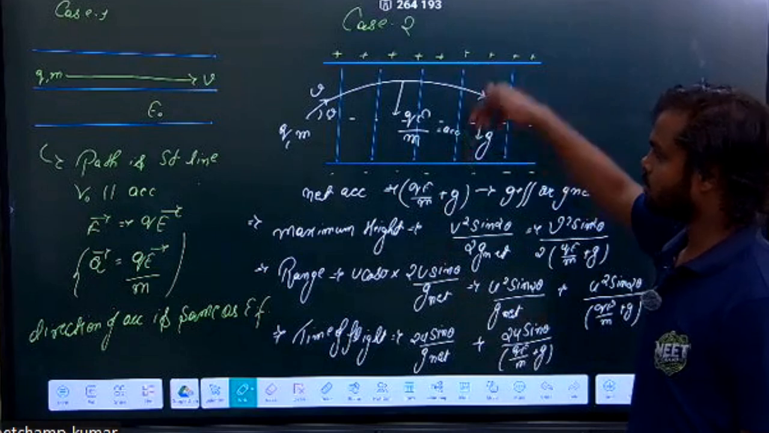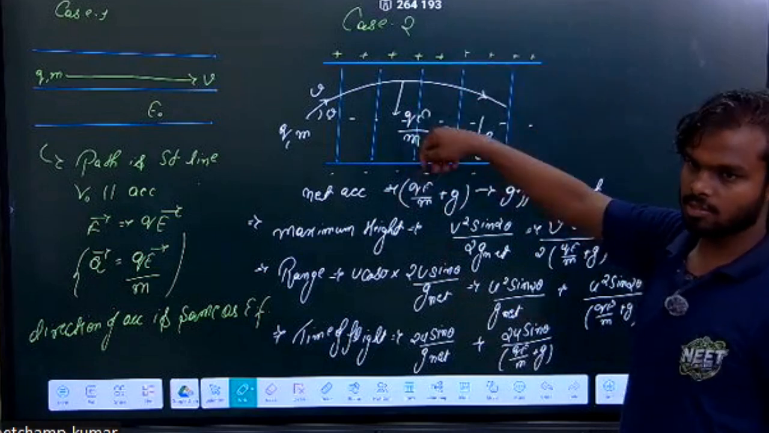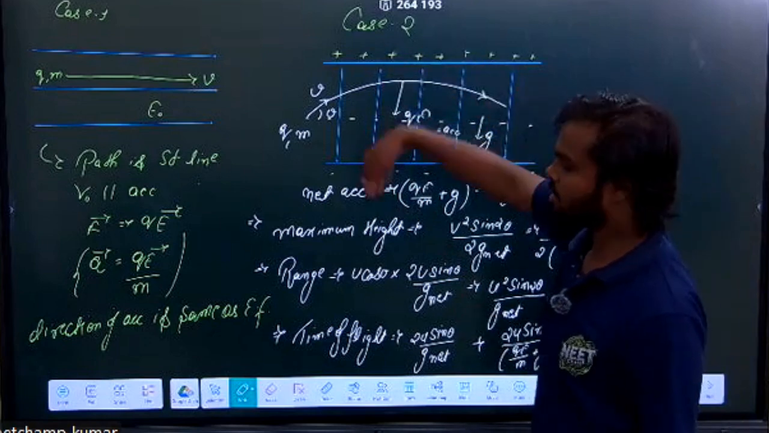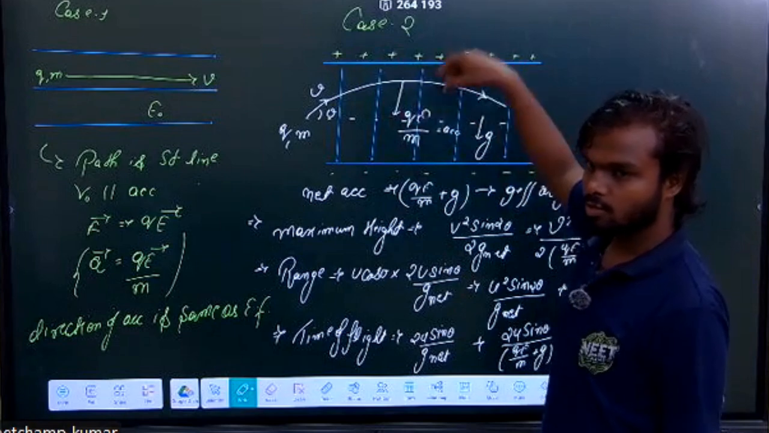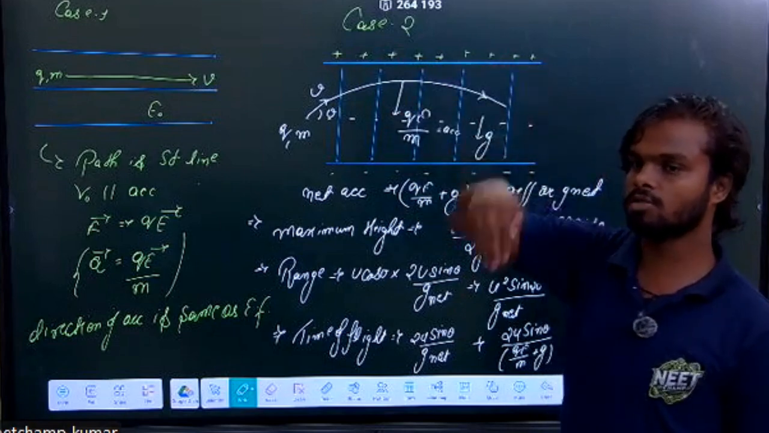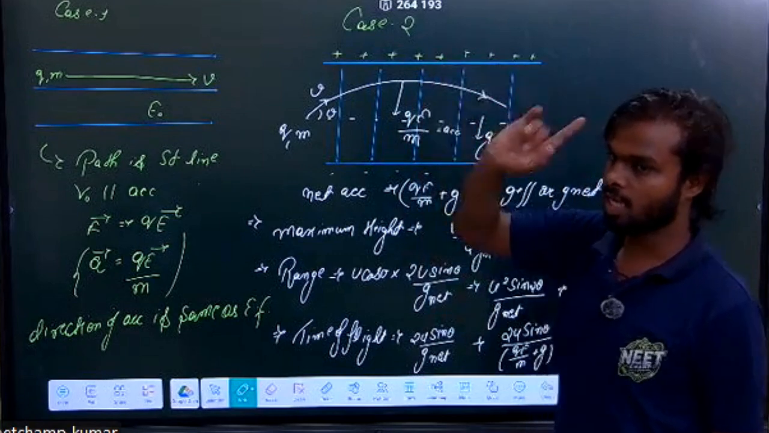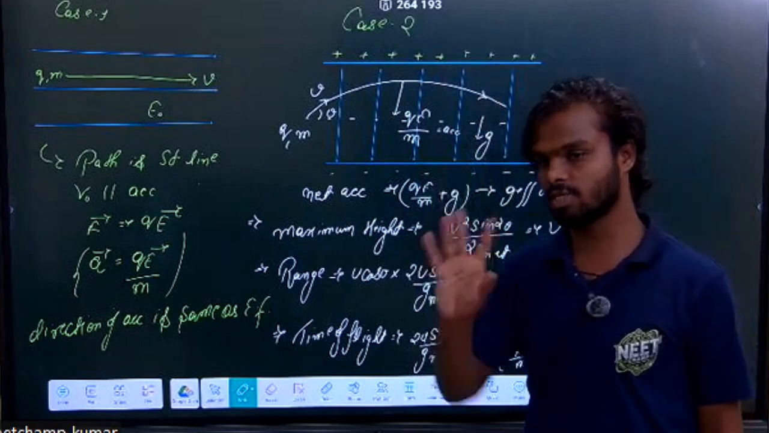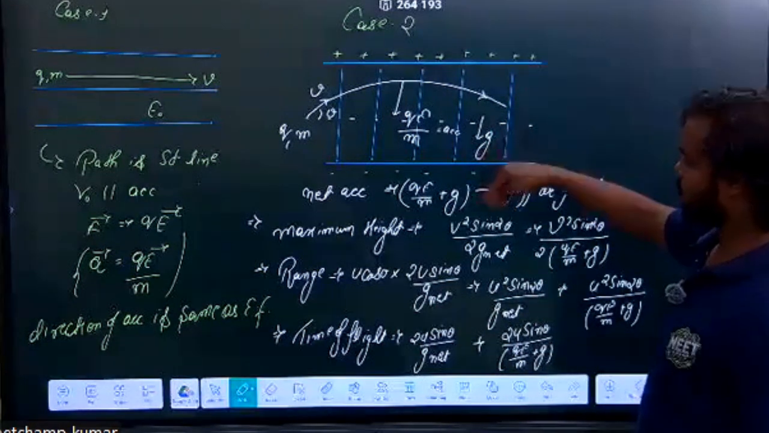Because both the accelerations you can see are in the same direction, right? QE by m also acts in the same direction, because the force is equal to Q into E. So for a positive charge, the force is along the direction of the electric field. For a negative charge, it is opposite to the direction of the electric field. And the electric field always goes from positive to negative. That I have told you in the properties of electric field lines. So this is my g effective or g net.